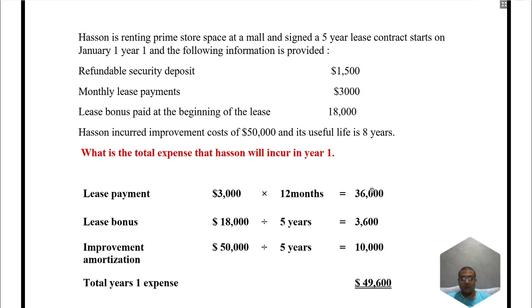So I'm going to say 36,000 plus 3,600 plus 10,000 will give you the total year one expense of $49,600. Okay.